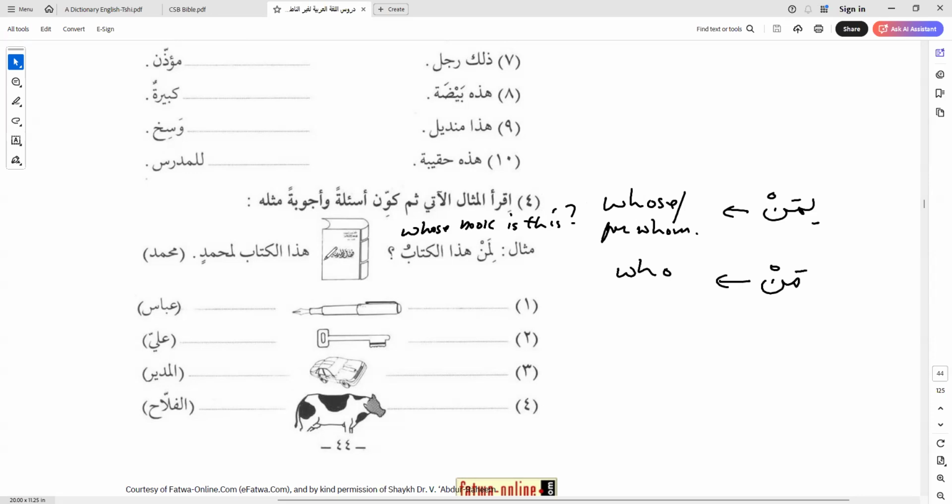Now, this is the question. Liman هذا الكتاب؟ هذا الكتاب لمحمد. Look at the dammatain, because Muhammad is a name, so it cannot be indefinite, but it's considered as indefinite. So dammatain comes here. It's a name, but it's also part of a noun, but it's a proper noun, I'm sorry.